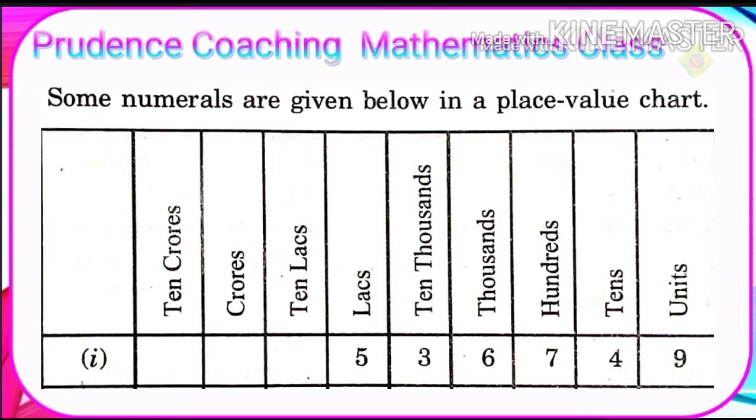If you want to know the place value of 9, the place value of 9 will be 9 because 9 is in the units place. In the same way you can calculate the place value of all the digits. I hope you have understood how to calculate place value. In the same way, if you want to know the place value of 7, it will be 700 because 7 is in the hundreds place. So the place value of 7 will be 7 into 100 equal to 700.